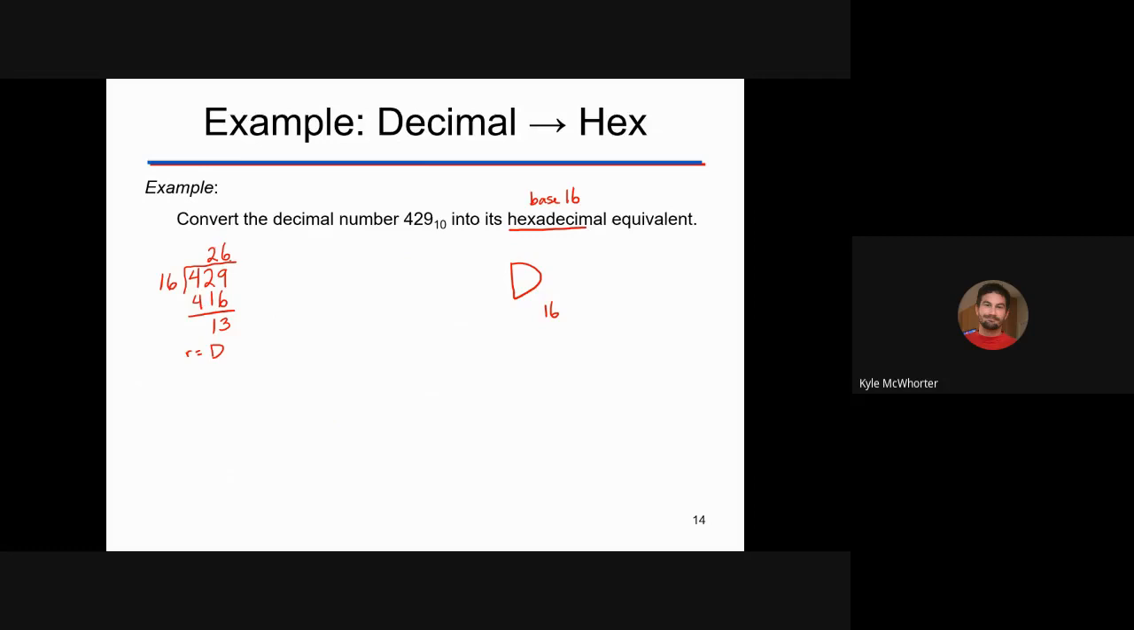My next step is going to take the 26 and do 16 goes into 26. That's only going to go in once. The remainder is 10, which is A. So then my next digit is going to be A. Now I need to take the 1. So 1, and then 16 goes into 1 0 times. The remainder is 1. So we get a 1 right here, and that's the last digit that we need to do.